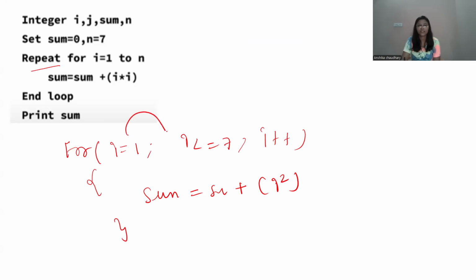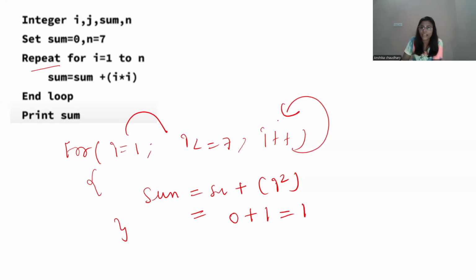Now let's check. I value is 1. So 1 is less than or equal to 7. Yes, the condition is true. We will come here in the for loop part. We'll update the value of sum as sum plus I square. So initially sum was 0 plus I square. So the current I value is 1. 1 square will be 1 only. So sum value is now 1. Again, the control will go here. I value will be incremented. So I is now 2.